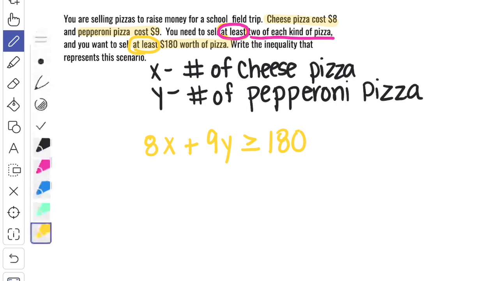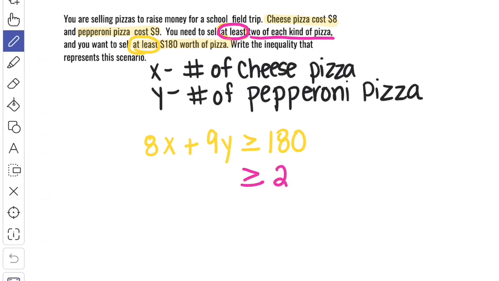Now, the next thing that it talked about back in the middle, it said you need to sell at least 2 of each kind. So we need to sell at least 2 of cheese and at least 2 of pepperoni. So again, at least means greater than or equal to, and I need to sell 2 of them. Cheese is X, so I need to sell at least 2 cheese pizzas, so X is greater than or equal to 2. And I need to sell at least 2 pepperoni pizzas, so Y is greater than or equal to 2. And just like that, I have a system of inequalities that represent the situation.